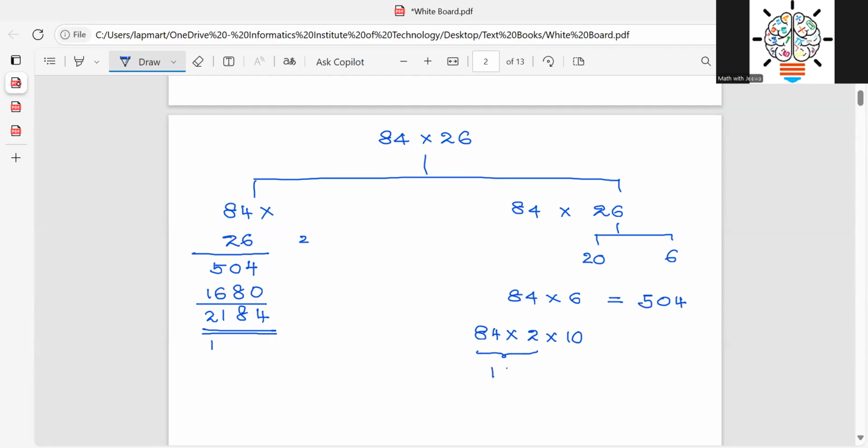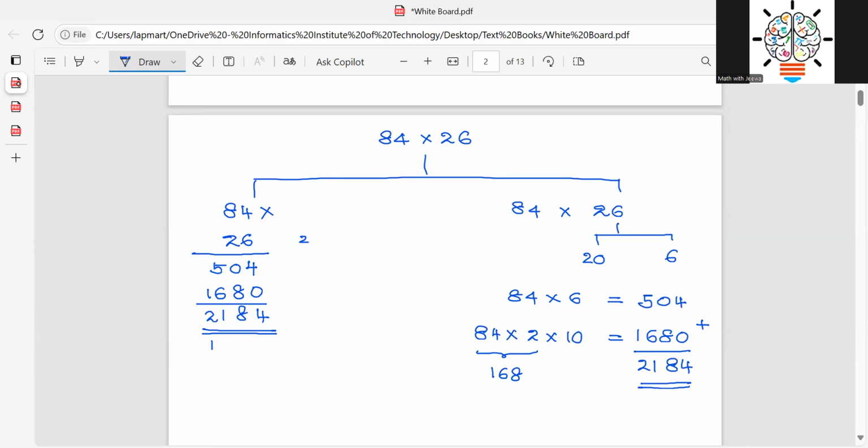So then here, 84 I multiply by 2, what does it give me? 168. And that 168 when multiplied by 10, it gives me 1680, and I add them together, right? I add them together, it gives me the same answer, 2184. With the second method, I wanted to show you how it works.